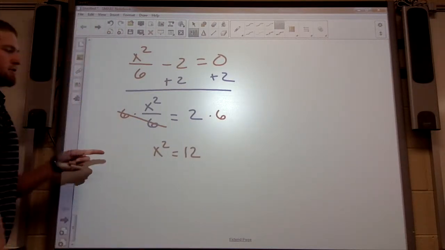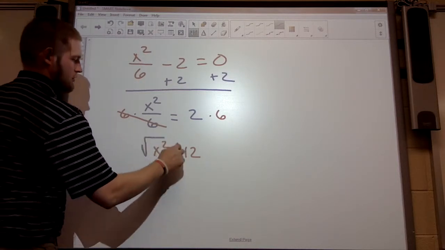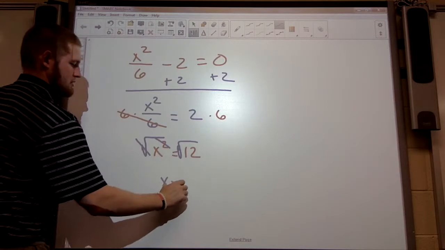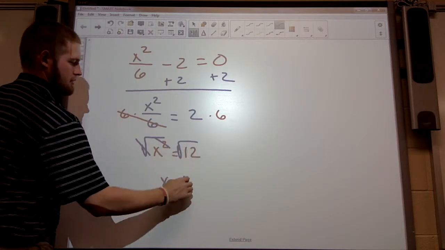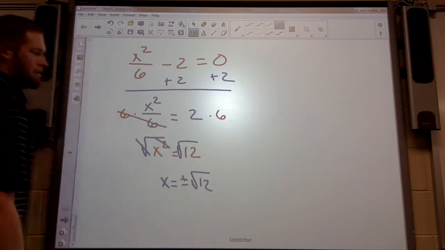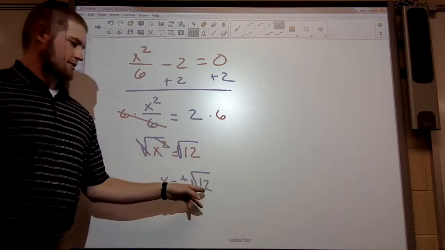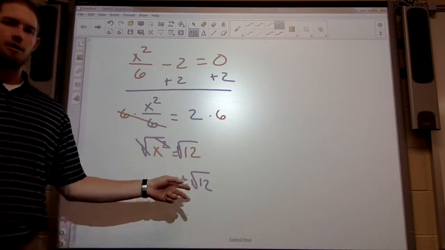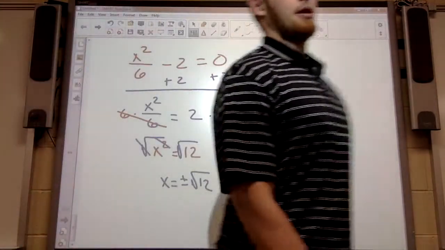Now we need to start doing our square root stuff. So we're going to square root both sides. Those cancel. And x equals plus or minus the square root of 12. Alright, break this down. I want you to pause the video for a second and try to break that down on your own, and then come back and hit play again.